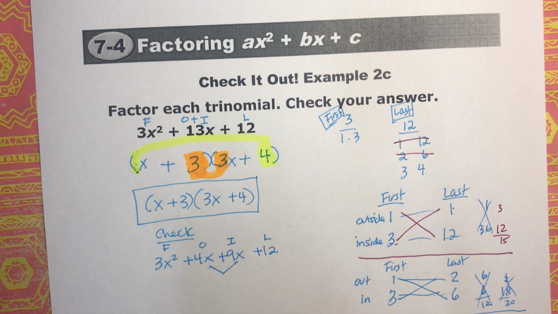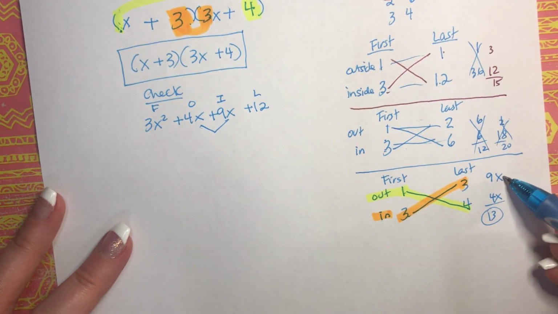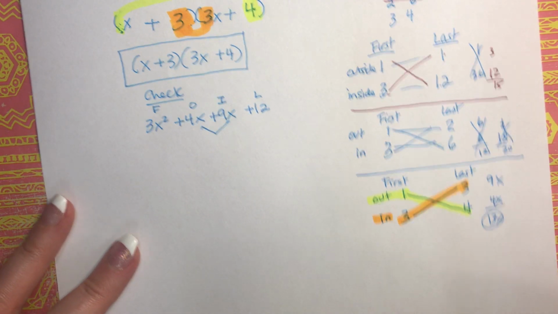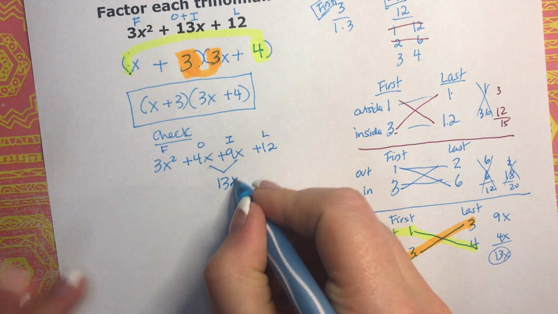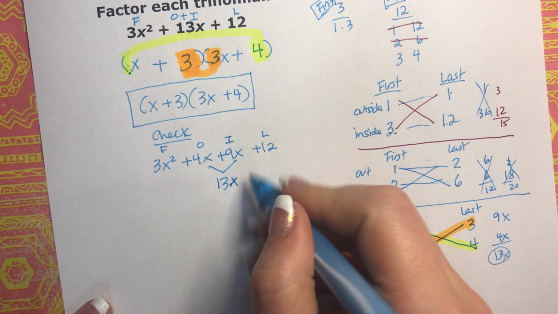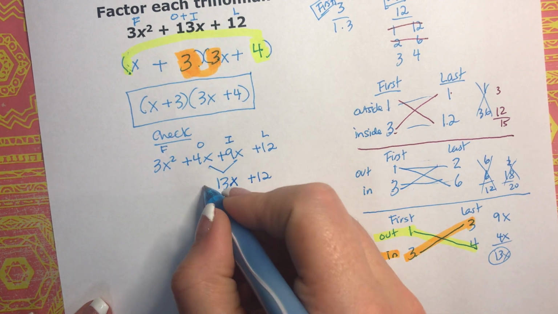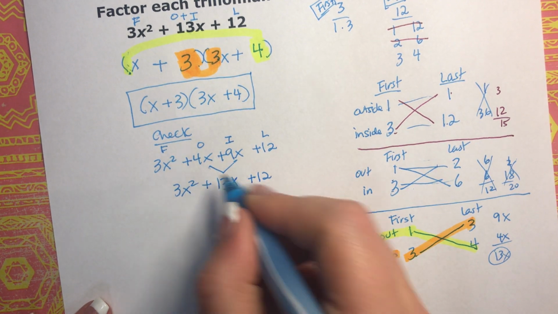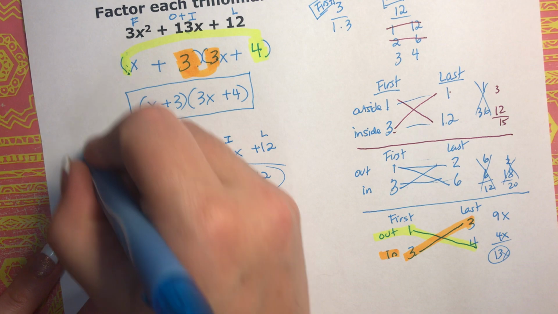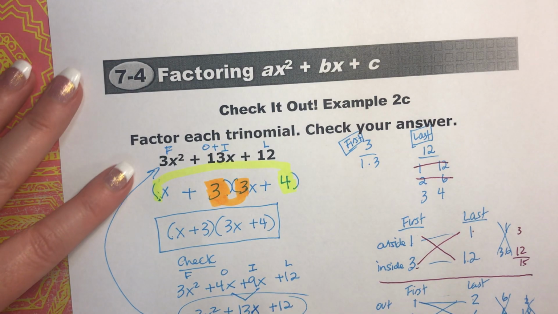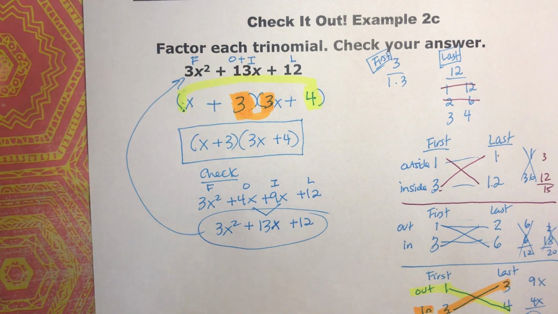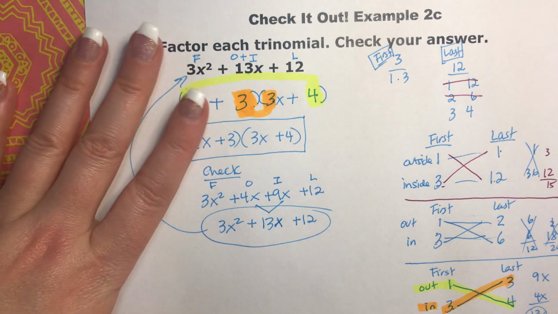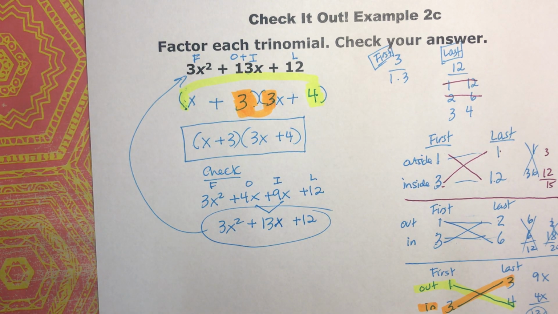And then we just add these two together, which is exactly what I did there, 9x plus 4x, which is 13x, which I get the same thing here. So you're really just, you know, it's like FOIL. It's just reverse FOIL. And let's see, did we get the right thing? 3x squared plus 13x plus 12. Boom! So if you got that right, you did a wonderful job, and I'll see you in a little bit for example 3.